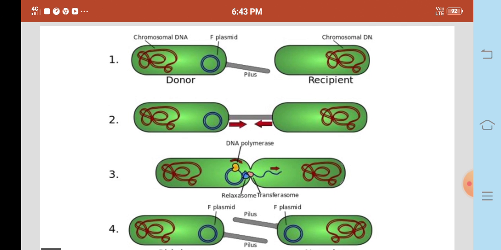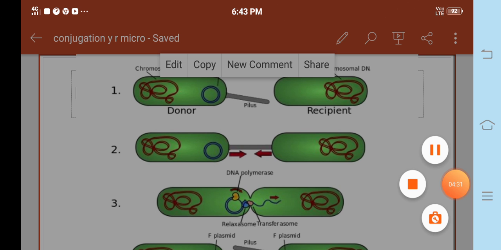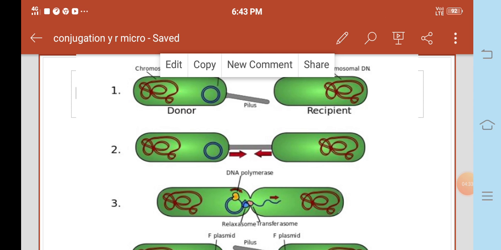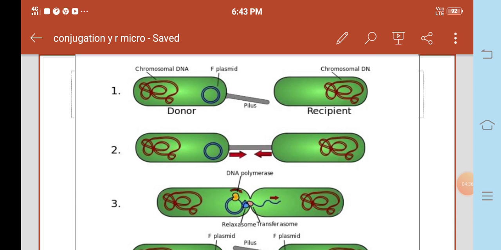In the second one, the pilus is attached with the female cell. This is the transfer of DNA from one cell to another cell.